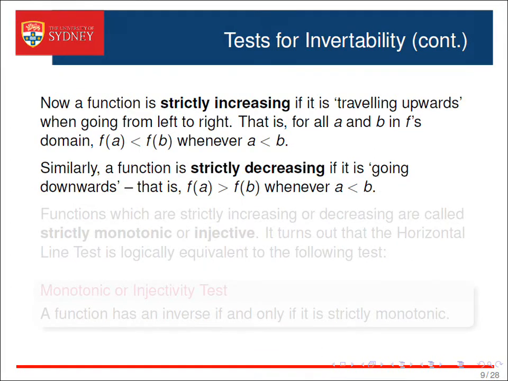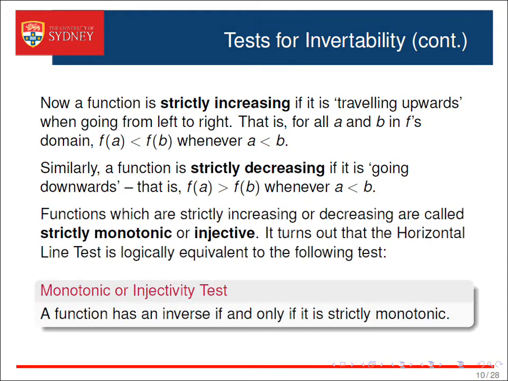There is a second test for invertibility. Firstly, note that a function is strictly increasing if it is traveling uphill, going from left to right, for its entire domain. Similarly, it is decreasing if it's traveling downhill, going from left to right. A function whose entire domain is strictly increasing or decreasing is called strictly monotonic or injective. This gives rise to what is known as the monotonic or injectivity test, which says that theoretically, a function being invertible is equivalent to saying that it's strictly monotonic.